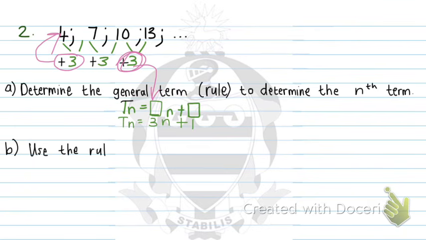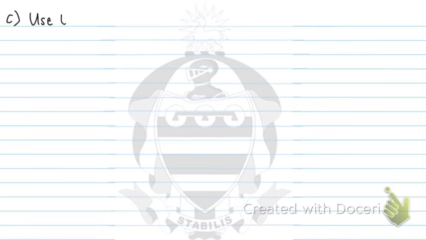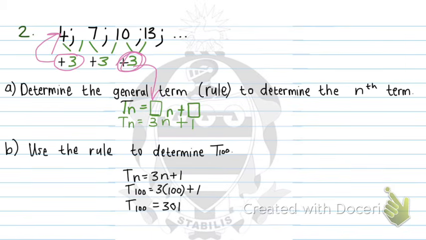Then the question is, use the rule to determine term number 100. The rule was Tn is equal to 3n plus 1. So now I put 100 in the place of n. 3 times 100 plus 1 is 301, which means that the 100th term in the pattern will be 301.